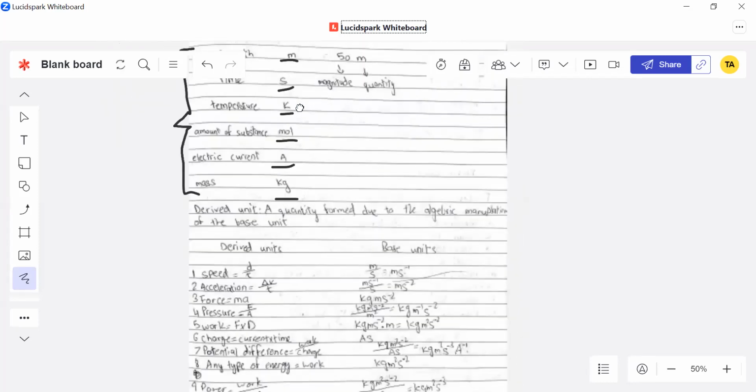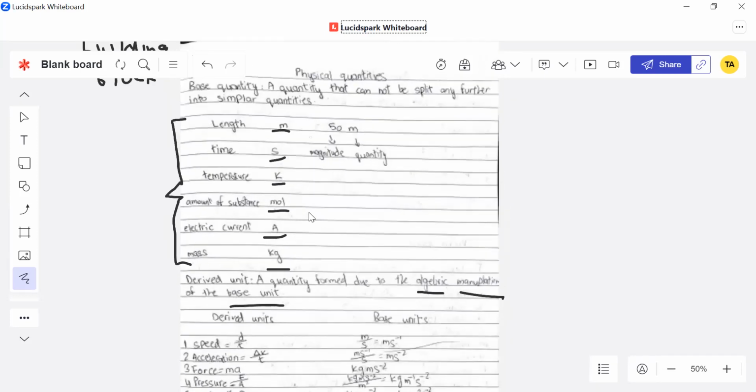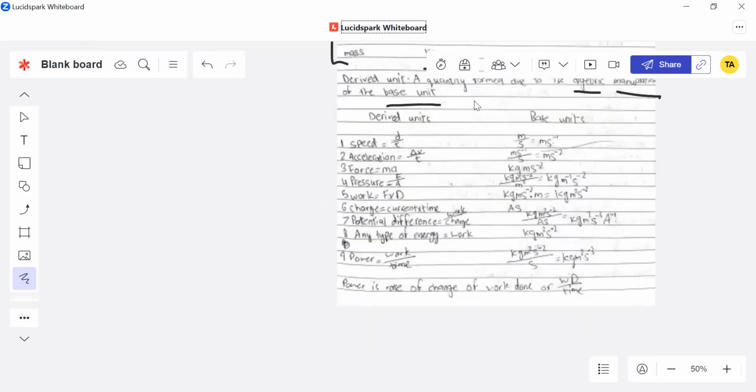Right. So moving on, now let's get to derived units. So a derived unit is a quantity formed due to the algebraic manipulation of the base unit. So when you take all of these units, right, and you move it around, you'll get a derived unit. I'll explain what I said right now. Let's do an example of a derived unit.